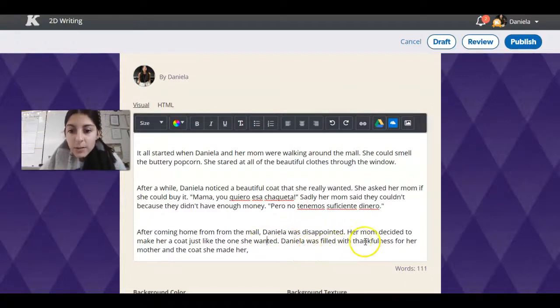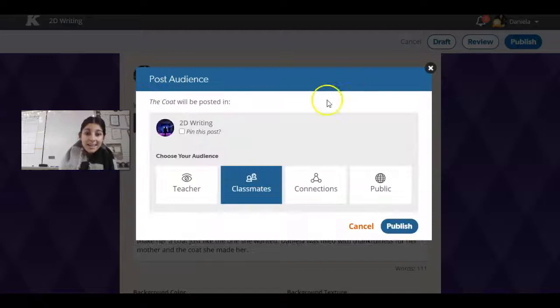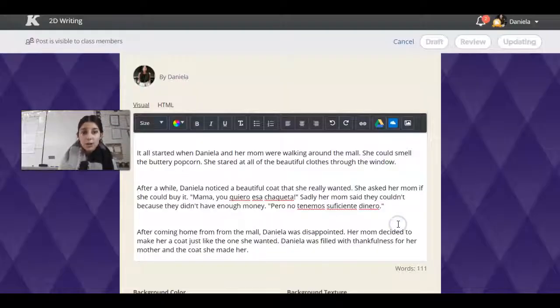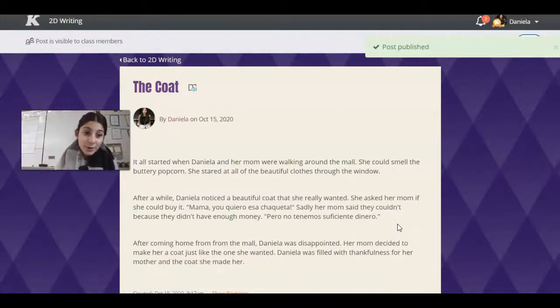Daniela was filled with thankfulness for her mother and the coat she made her. And oops, I see I made a mistake there. I put a comma, but I want a period instead. So see how it was super important that I read through my story because I did make some typing mistakes. That happens. It's normal to make typing mistakes. So just make sure you read it one time through, and once you know it's done, you can click the button Publish. And please click Let It Be the Classmates, okay? And then you click Publish so that we can all see your story.